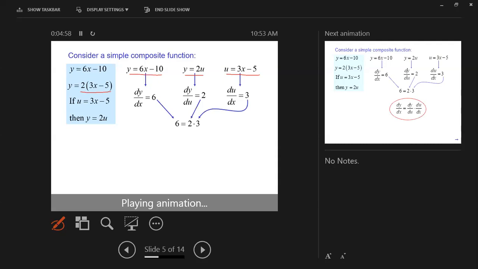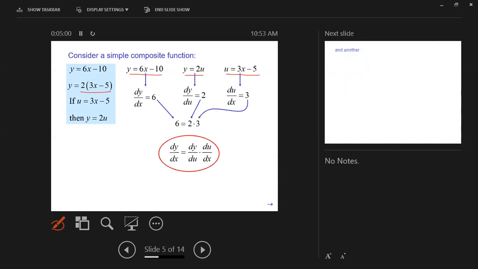Well, then that means that dy/dx must be equal to dy/du times du/dx. Does that make sense? Even just look at the notation. What would happen to the du's? The du's themselves would cancel out, giving me dy/dx.